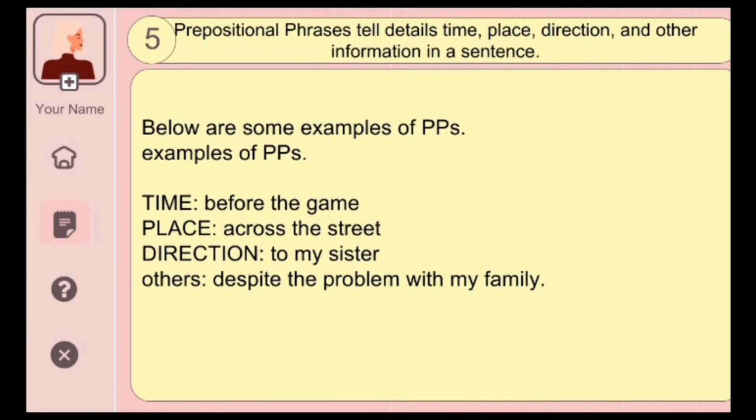So those are just some of the examples. So I will give you an example. Our example is "to my sister." The prepositional phrase rule appears to be: our preposition is "to." Our noun phrase is "my sister." A noun phrase consists of a determiner and a noun. "My" is our determiner. "Sister" is our noun. When we say "my sister," that is our noun phrase.